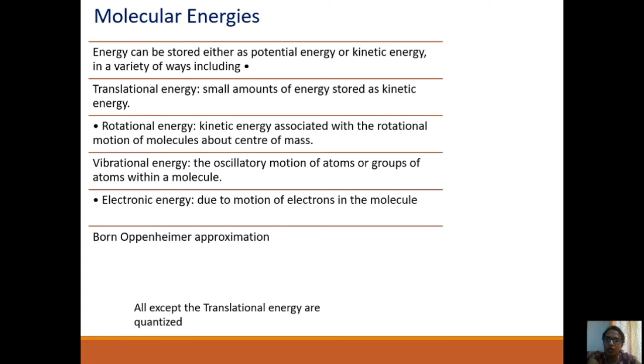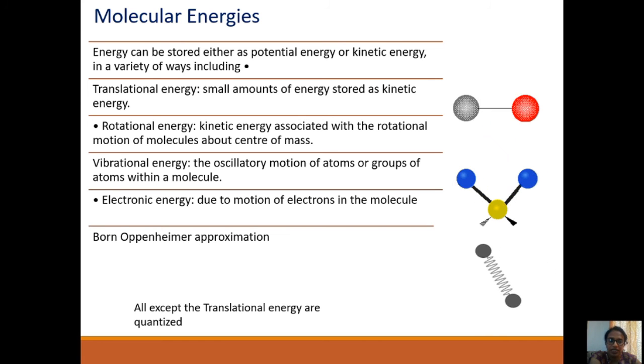So what are molecular energies? We know energy can be stored either as potential energy or kinetic energy in a variety of ways. The first one is the translational energy, a small amount of energy stored as kinetic energy. The rotational energy is the kinetic energy associated with the rotational motion of molecules about the center of mass. The third one is the vibrational energy, the oscillatory motion of atoms or groups of atoms within a molecule. The last one is the electronic energy, due to the motion of electrons in the molecule.